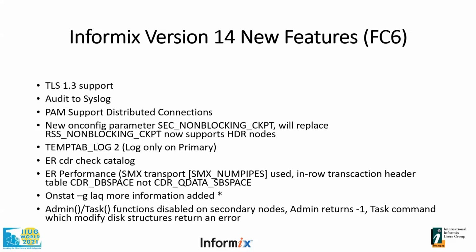For people who are using enterprise replication, you can now check the catalog. And they've actually taken some of the stuff that's used for RSS and put that into ER as well. So for RSS, the transports are using the latest fast transport mechanism, which is SMX pipes, and you can have multiple pipes in between your primary and your secondary servers. That transport mechanism has now been put into ER as well. So it's got a faster transport mechanism that can now be more parallel.